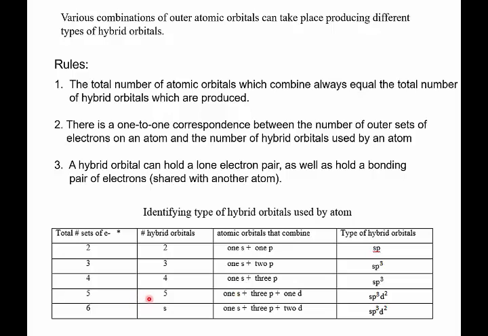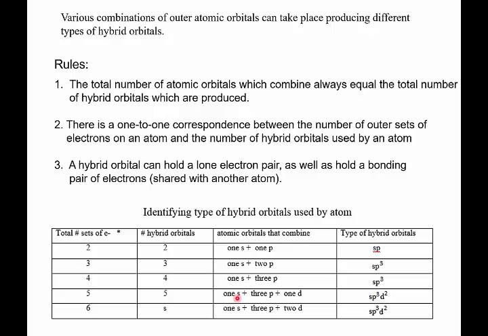You've got to get a total of 5 now, so it's going to take 1s and 3p. Well, to get a total of 5, how many d orbitals? Just 1. 1s, 3p, 1d gives a total of 5. 5 atomic orbitals combining to make 5 hybrid orbitals. Now, this is really important.